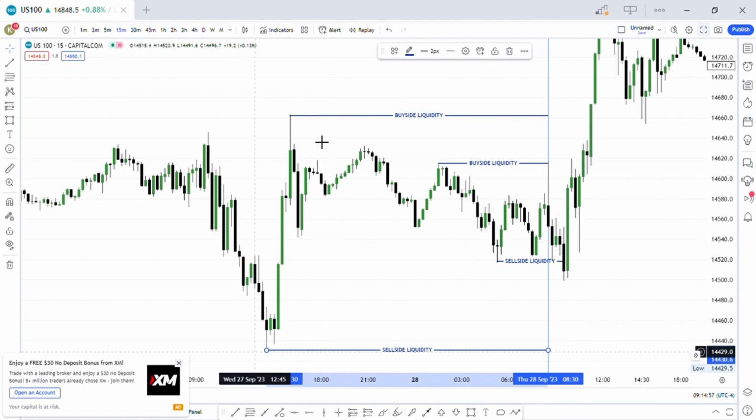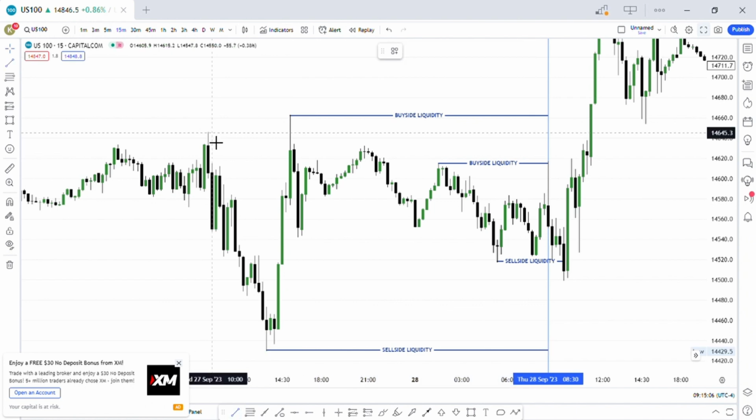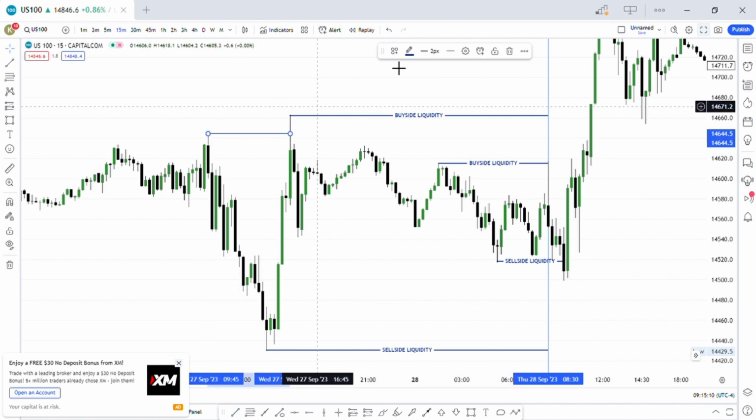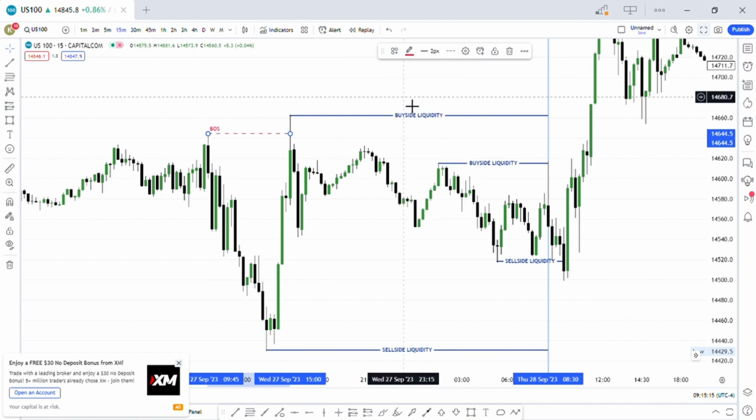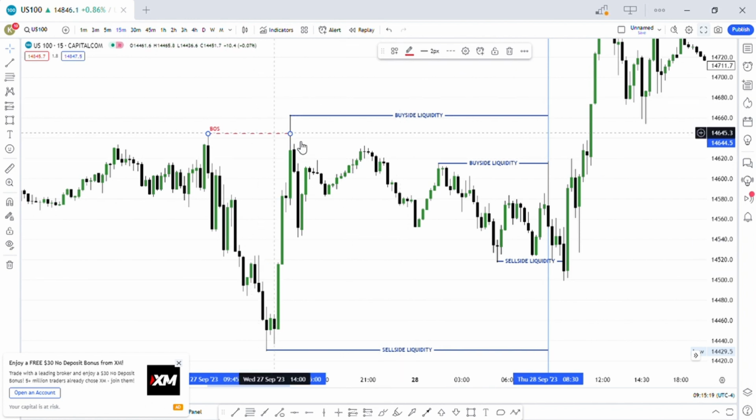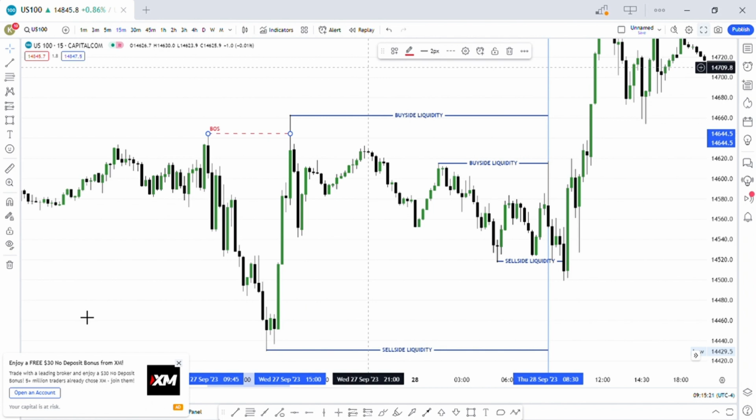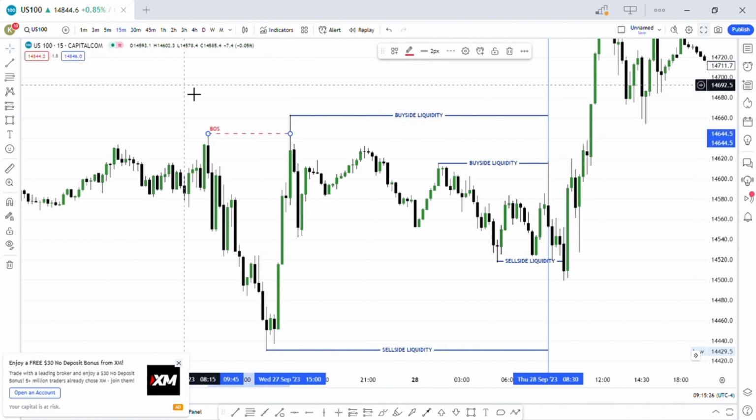We have this range. This range was created from here to here, but it broke structure to the upside here. So we have this break of structure. A break of structure to the upside tells us that the market is changing direction and going bullish. But the market cannot just continue bullish because the market moves in impulse and correction, impulse, correction, impulse, retracement.